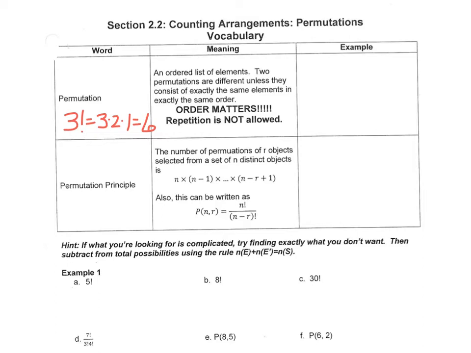So when we talk about permutations in this section, what we're going to be talking about is order. And you'll read that first box. It says an ordered list of elements. 2 permutations are different unless they consist of exactly the same elements in exactly the same order. So order is the most important word there. Order does matter, repetition is not allowed.